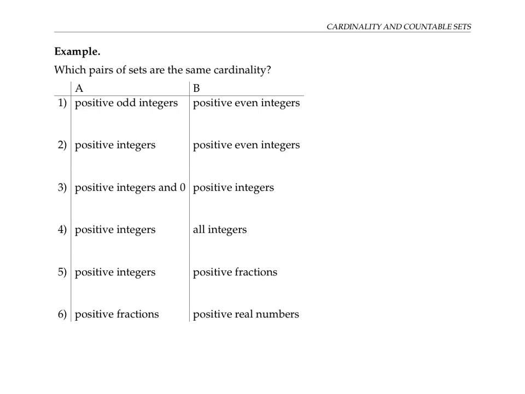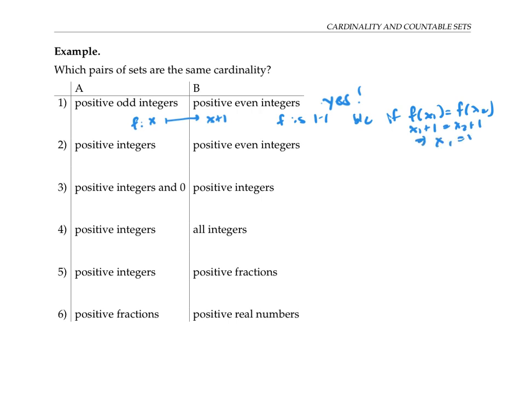The set of positive odd integers and the set of positive even integers are the same cardinality. An easy way to put them in bijection with each other is to take an odd integer, x, and send it to x plus 1. This function, I'll call it f, is 1 to 1 because if f of x1 equals f of x2, that means that x1 plus 1 equals x2 plus 1, which means that x1 equals x2.